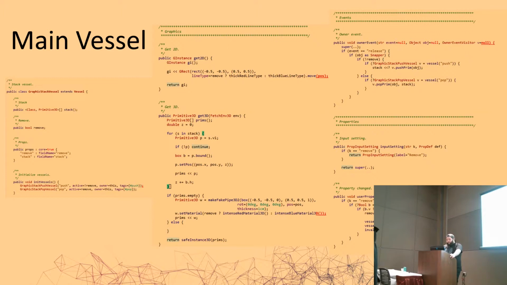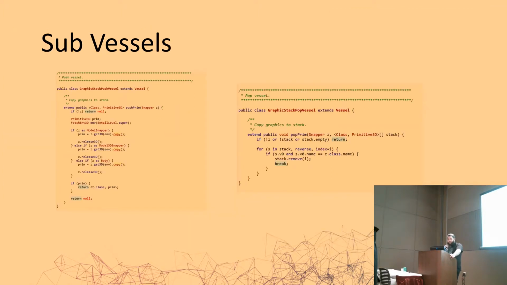And then I'm just handling that change, setting my vessels active or inactive based on whether remove is true or not. And then each of those two sub-vessels are also really small. All they do is just grab graphics or remove graphics from my stack. So nothing crazy here. But now I have three vessels and one animation. Each of these vessels have no requirements on the animation for the most part. I've kind of designed these to be a little more specific, but you can make these very generic if need be.